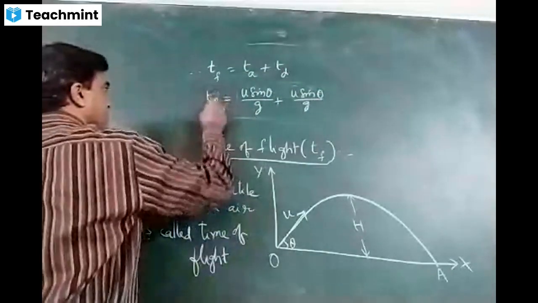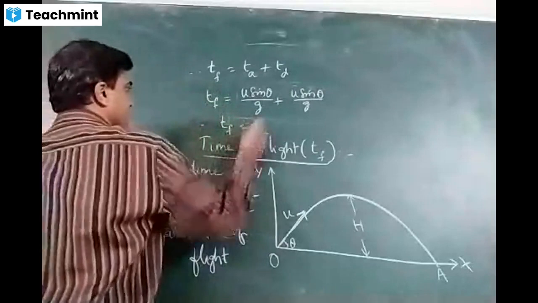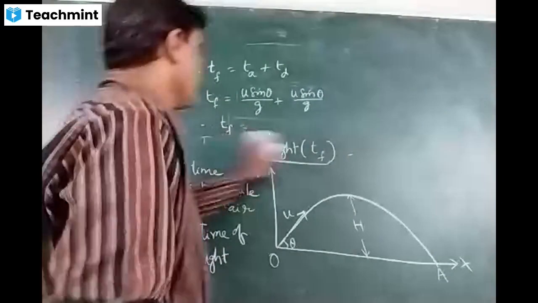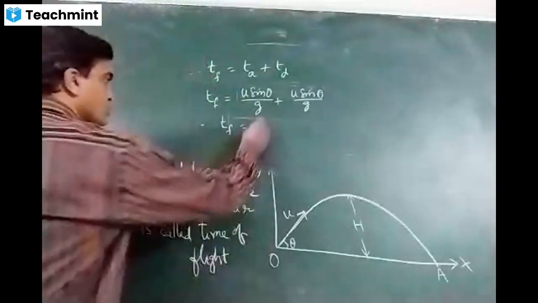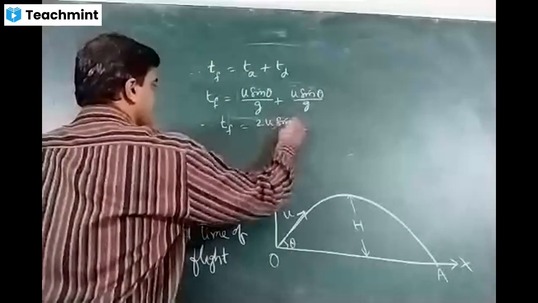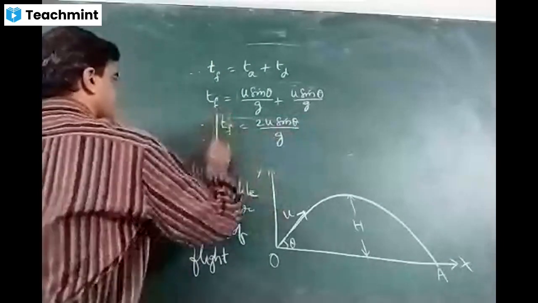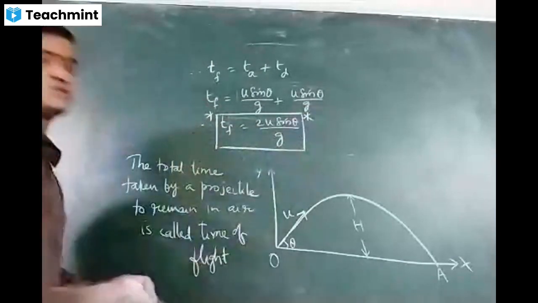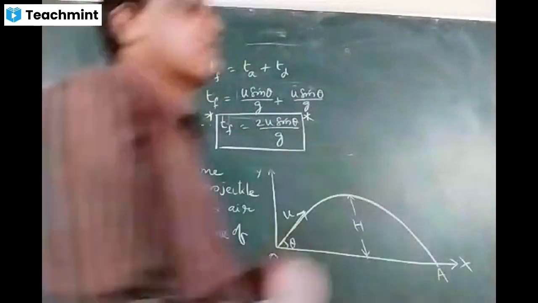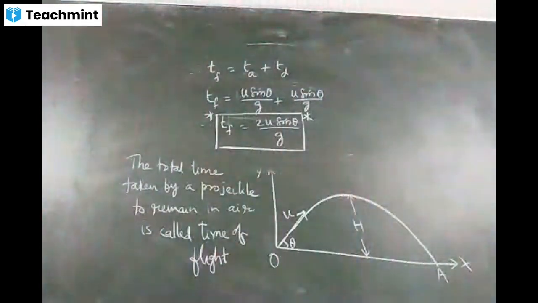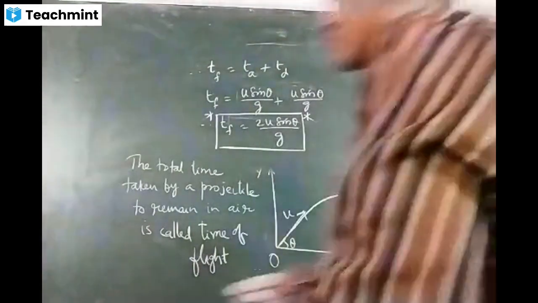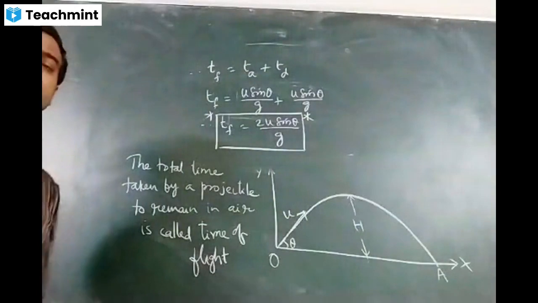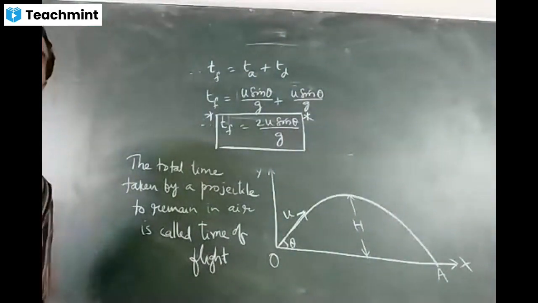So finally, I can write time of flight as u sin theta upon g plus u sin theta upon g. What do you get? 2 u sin theta upon g. In the denominator, you get only g, not 2g, because g is common in both the terms. If you take LCM, you'll get only g. So time of flight is 2u sin theta by g.